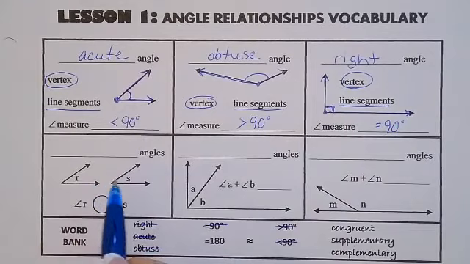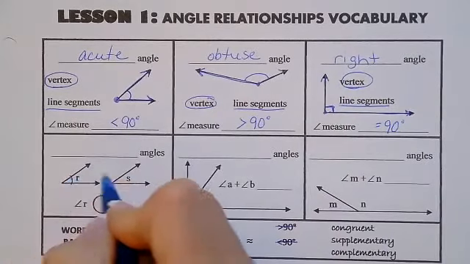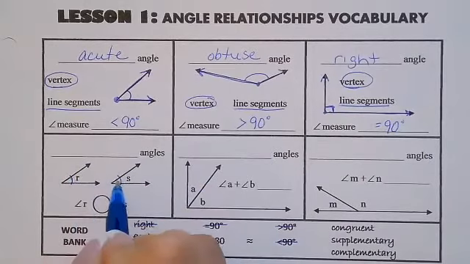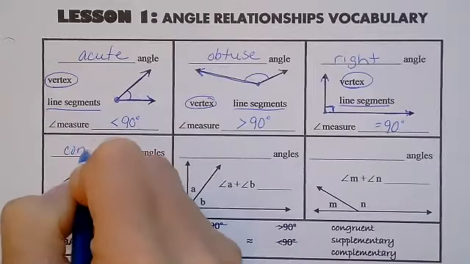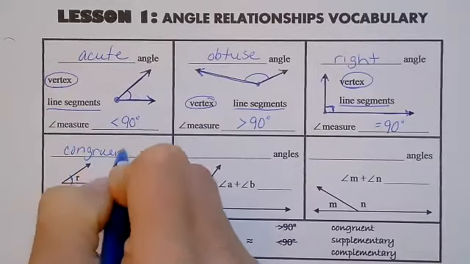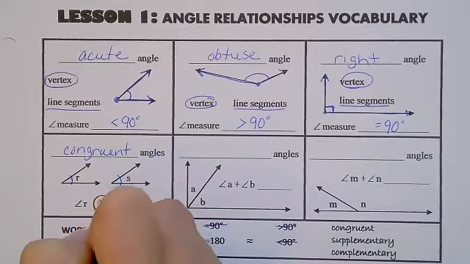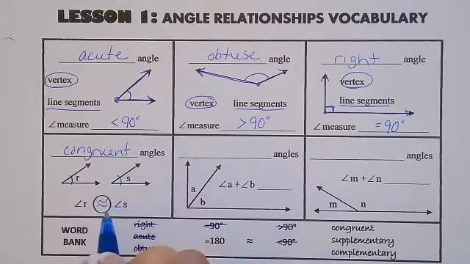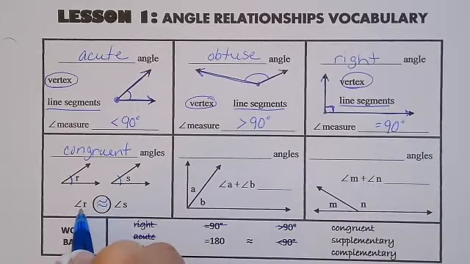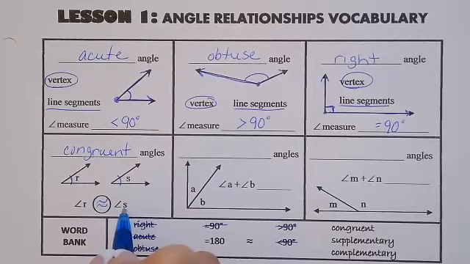Okay, next we have these two angles. And when I look at their measures here and here, they are the same. They are equal. So you would call those congruent angles. Same size and shape. How you indicate it is using the squiggly equal sign. That means congruent. So angle R is congruent to angle S. They are the same size and shape.